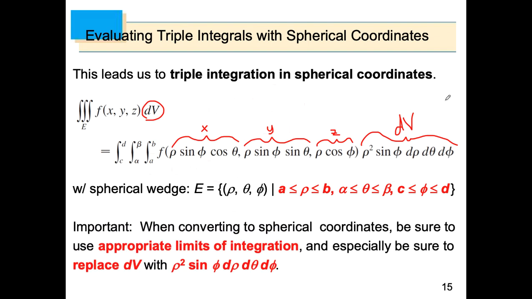And to further illustrate this, please write this down if you're following along in the student notes. You must be sure to use appropriate limits of integration, and especially be sure to replace dv with rho squared, sine phi, d rho, d theta, d phi.